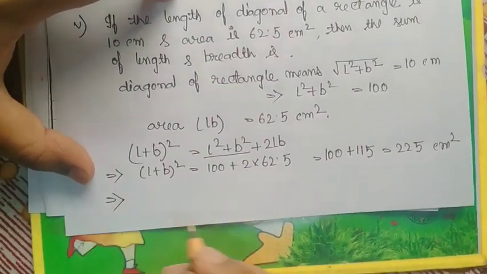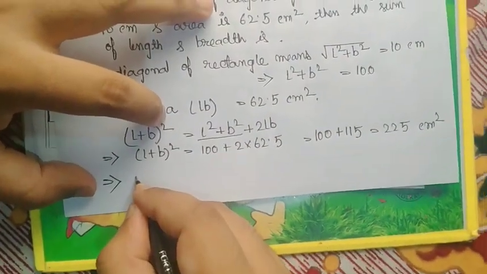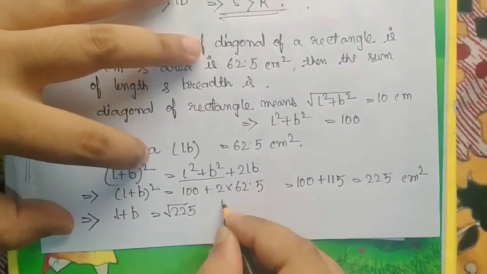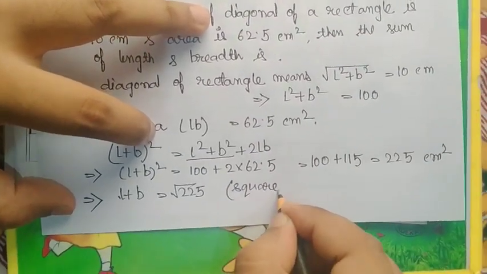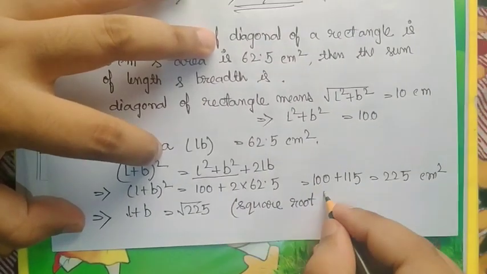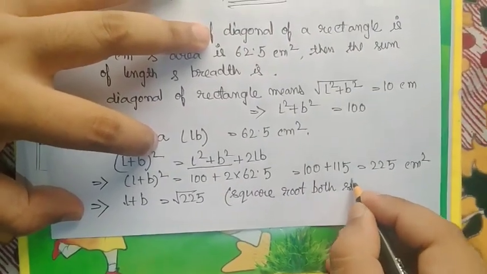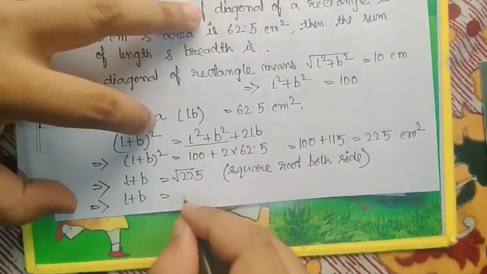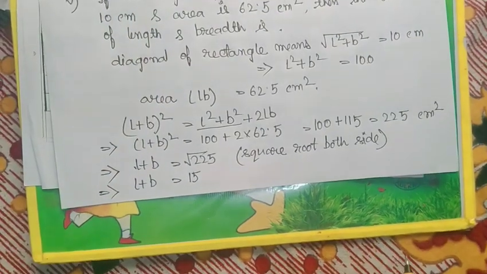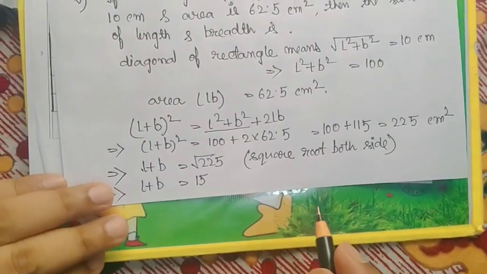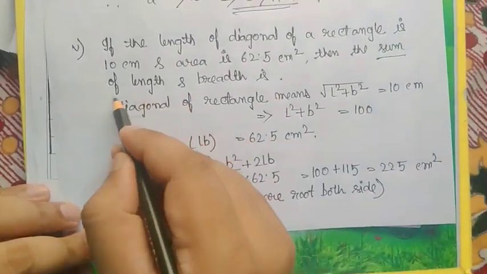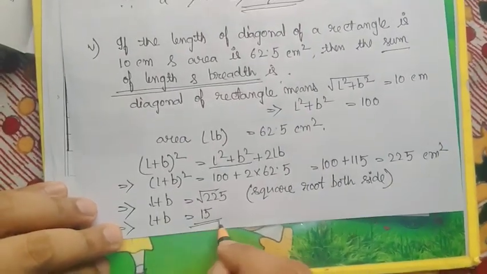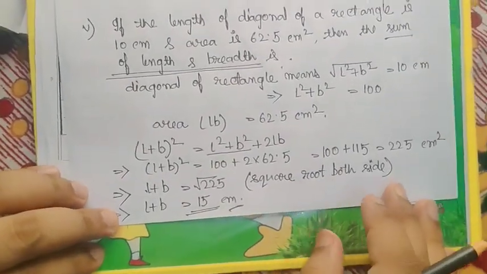So if we square root both sides, we get L plus B equal to root over 225. 225 is the square of 15, so therefore L plus B equal to 15. So therefore we can say that the sum of the length and breadth, L plus B, means 15 centimeter. So the answer is 15 centimeter. Very important sum, this one.